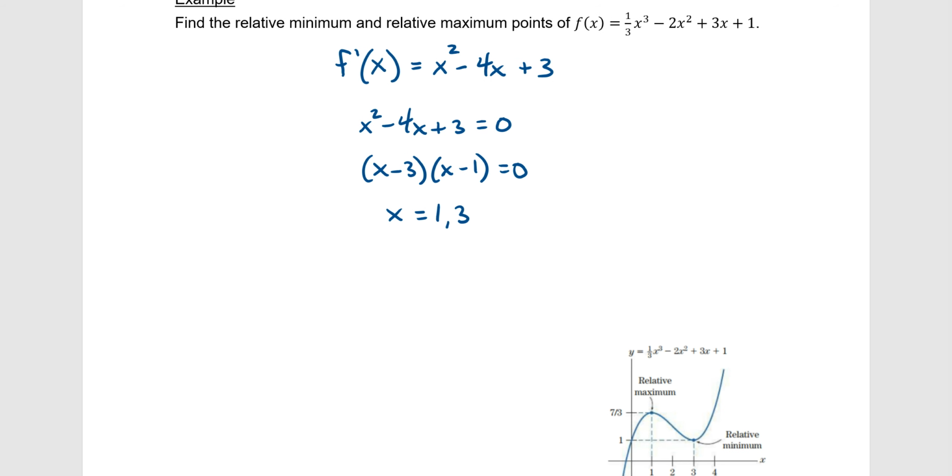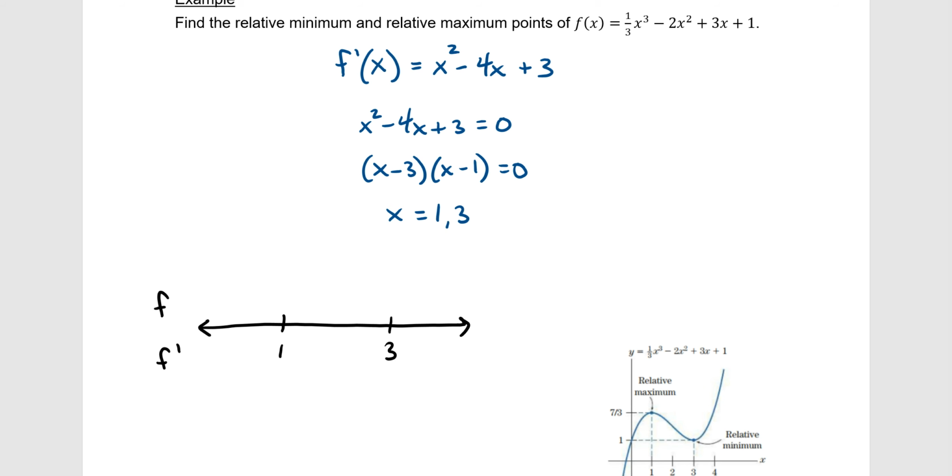So what we're going to do is create this table, and we're going to put down 1, we're going to put down 3, and we're going to see what happens with f prime. We're either going to get positive or negative, and that's going to determine whether or not f is increasing or decreasing.